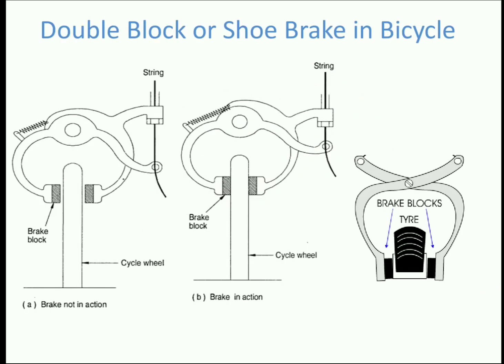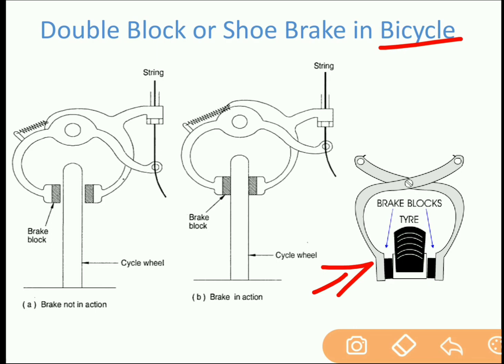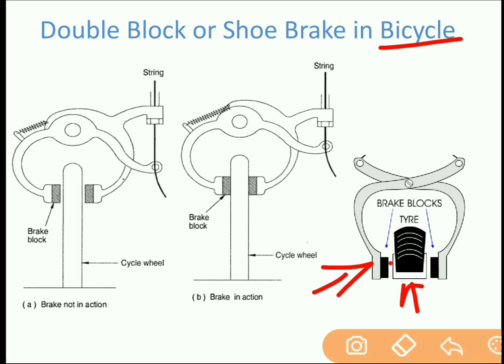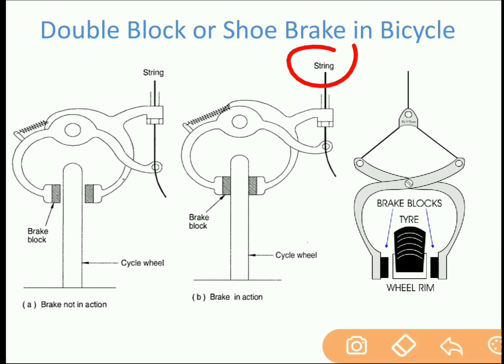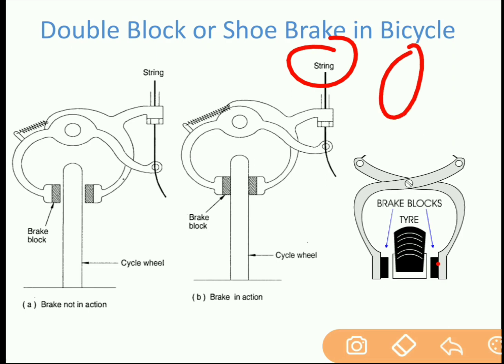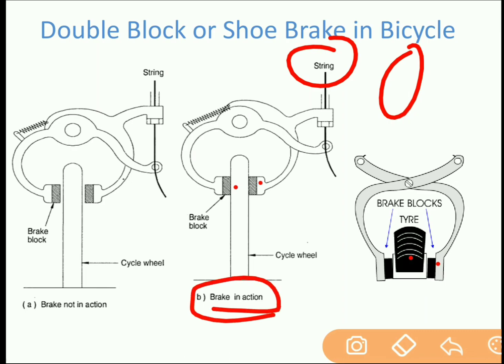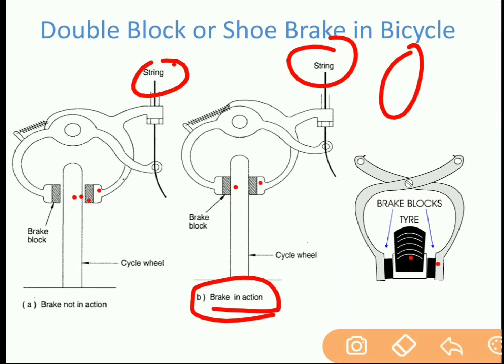Double block brake is also used in a bicycle. You can see the double block brake animation over here for the bicycle. There is a bicycle tire in between and two block brakes on opposite sides of the tire, and when the effort is applied, when the string over here is stretched, then the block will come in contact with the tire and the brake is said to be in action. And when the string is released, then there is a disconnection between the tire and the block and the brake is not in action.